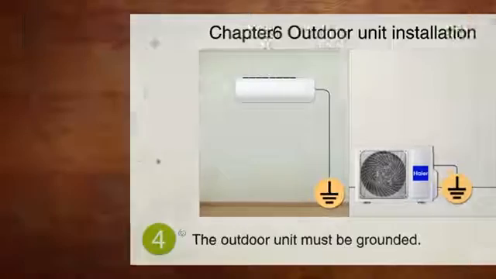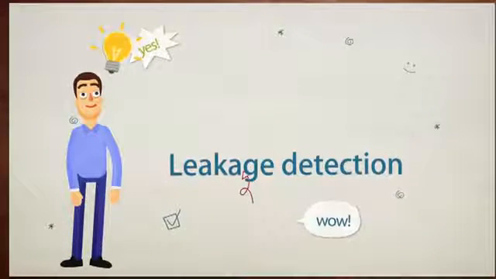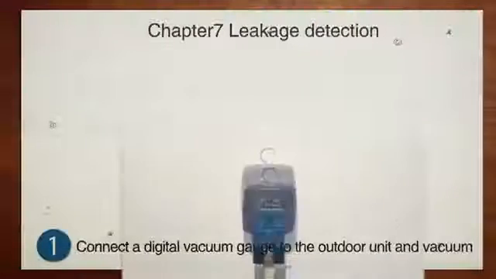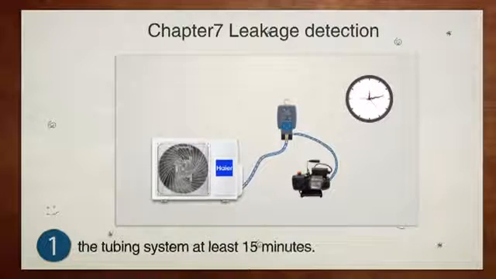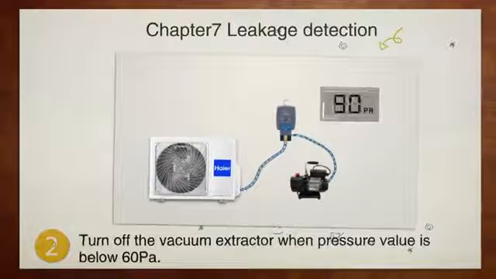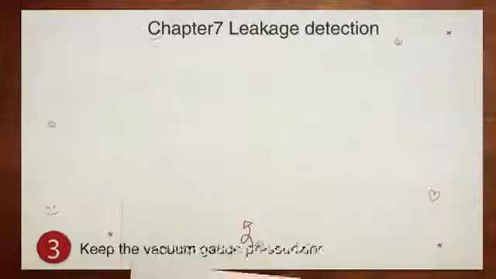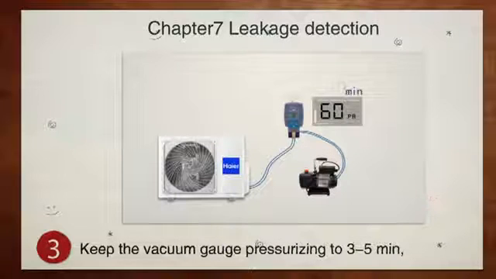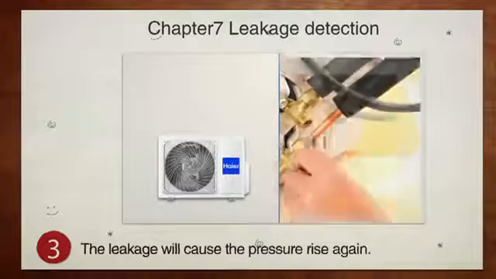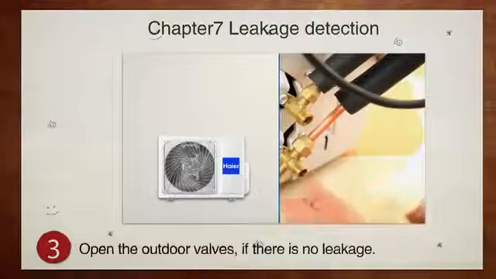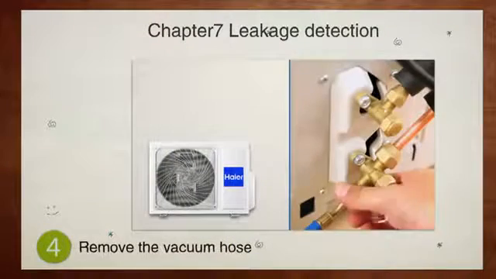Chapter 7. Leakage detection. Number 1. Connect a digital vacuum gauge to the outdoor unit and vacuum the tubing system at least 15 minutes. Number 2. Turn off the vacuum extractor when pressure value is below 60 Pa. Number 3. Keep the vacuum gauge pressurizing for 3 to 5 minutes and check whether the pressure will rise again. The leakage will cause the pressure to rise again. Open the outdoor valves if there is no leakage. Number 4. Remove the vacuum hose.